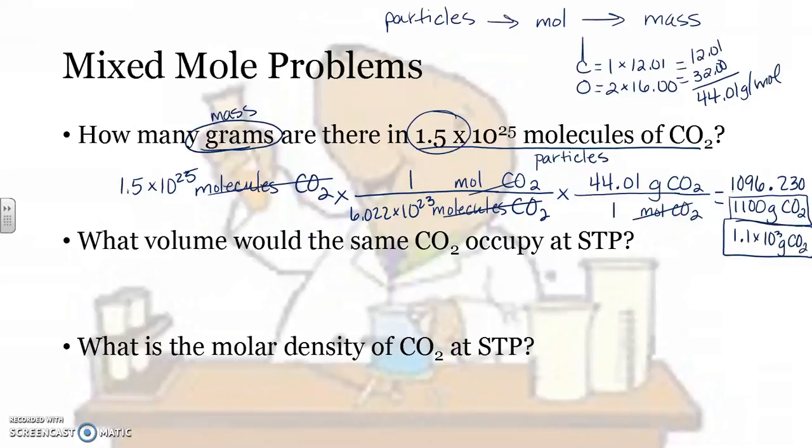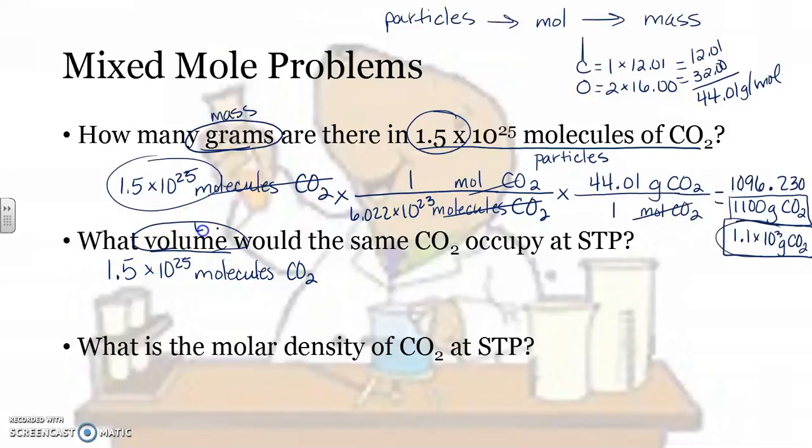So what volume would the same carbon dioxide occupy at standard temperature and pressure? Now, you can start here at molecules of carbon dioxide, or you can start here at grams. I'm just going to use the number they gave us in the previous problem: 1.5 times 10 to the 25th molecules of CO2. Remember, we're looking for volume, so we're going to liters. And we've got to get rid of molecules. Remember, whenever in doubt, go to moles. So we want moles of CO2, and we're going to put molecules on the bottom.